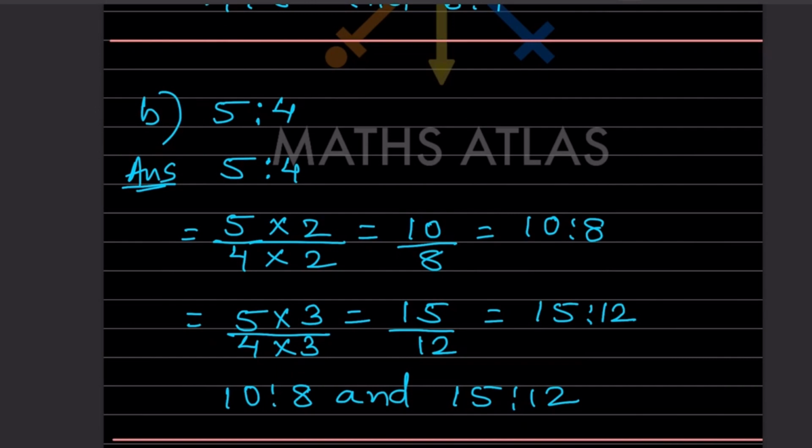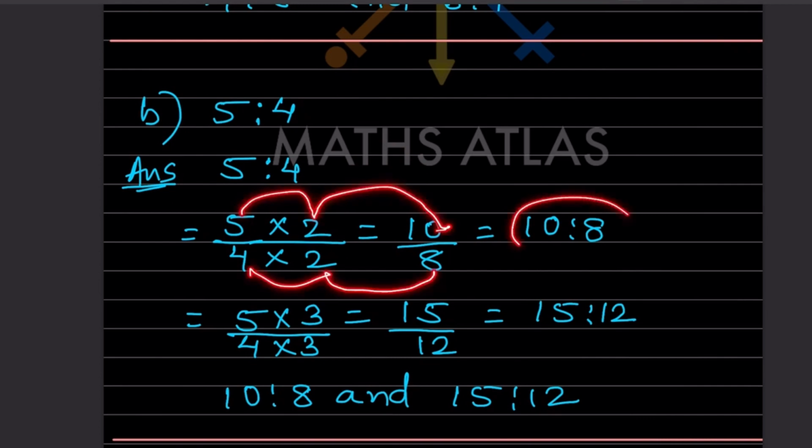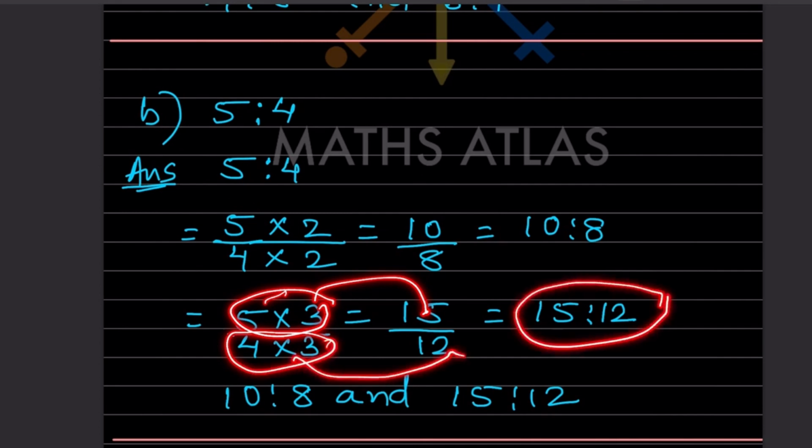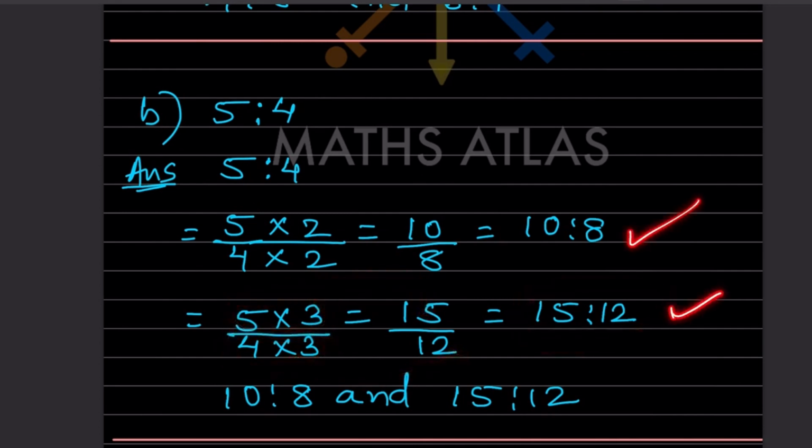So now same for this 5:4. So now what is this? This is nothing but 5/4. So 5/4 means this you are going to multiply by 2. And what will that be? 5 into 2 is 10. 4 into 2 is 8. And which is nothing but 10:8. Same thing you will multiply by 3. This 3, same number, 5/4. So 5 3s are 15. 4 3s are 12. That will be 15:12. So these two are the equivalent ratios.